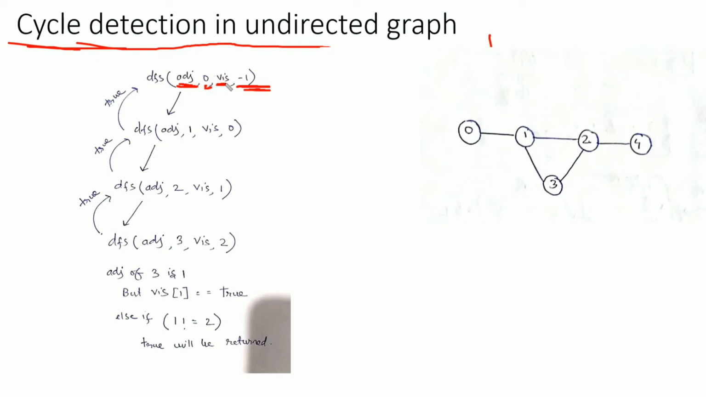This is the visited array, and this is -1, which is the parent of vertex 0. Initially there was no parent. There is no parent of vertex 0, so I'll start it from -1.